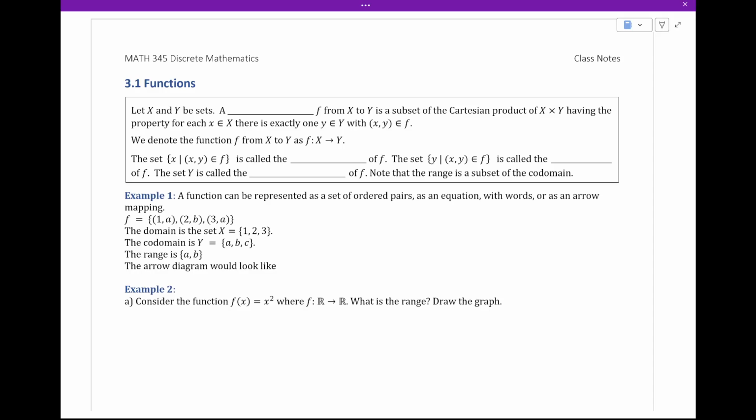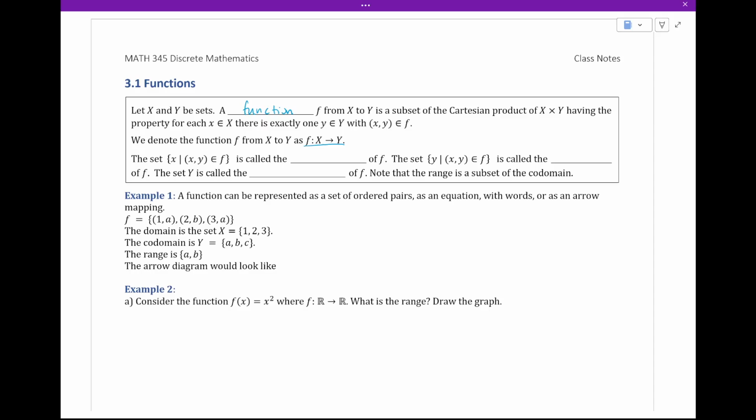Let x and y be sets. A function f from x to y is a subset of the Cartesian product x cross y, having the property that for each x in x, there is exactly one y in y with (x, y) in f. So you take an x from x, you take a y from y, put those together, and that is what makes up your function. We denote the function f from x to y as f colon x arrow y. This is read as the function f from x to y.